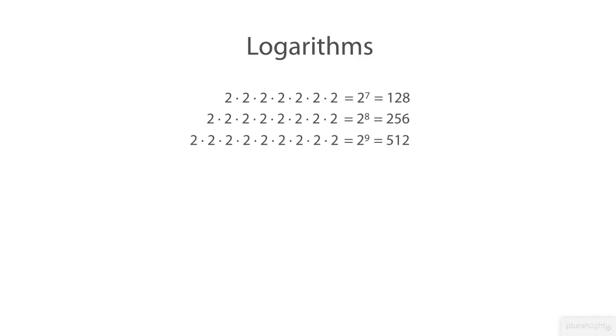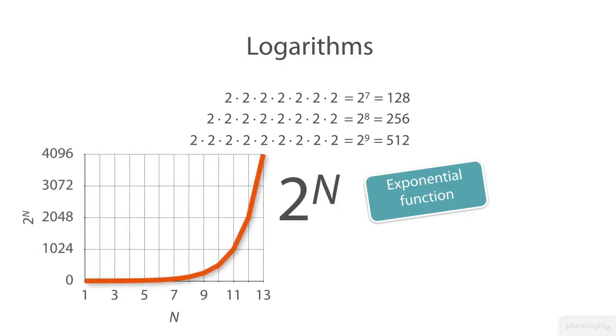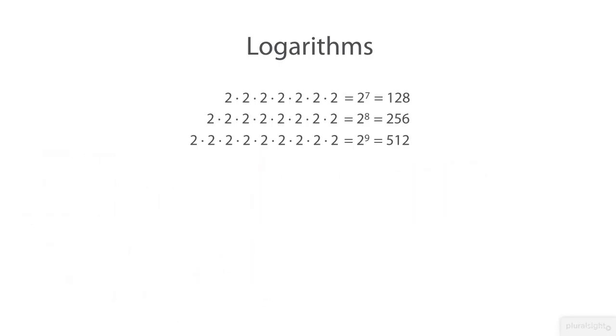In general, if we have 2 times 2 times 2 and so on n times, we write it 2 to the power of n and call it an exponential function. It looks like this, and if you take a look at the values of the axis, you can see that it grows extremely fast. Now we could ask, what should n be in order for 2 to the power of n to give, for example, 4096?